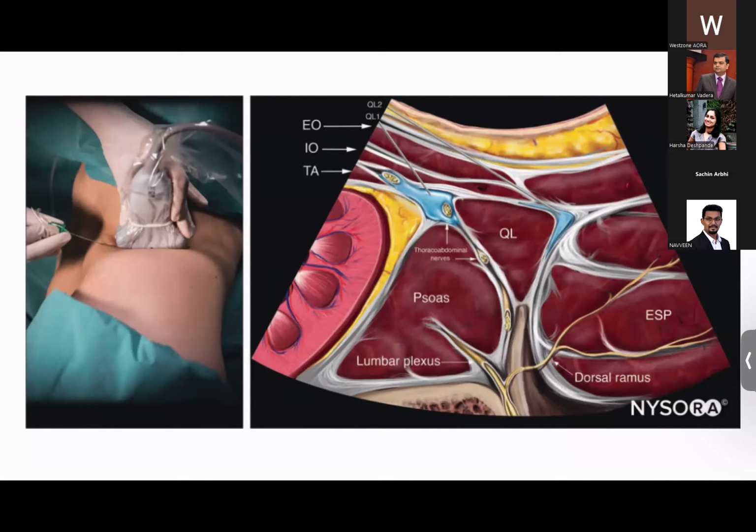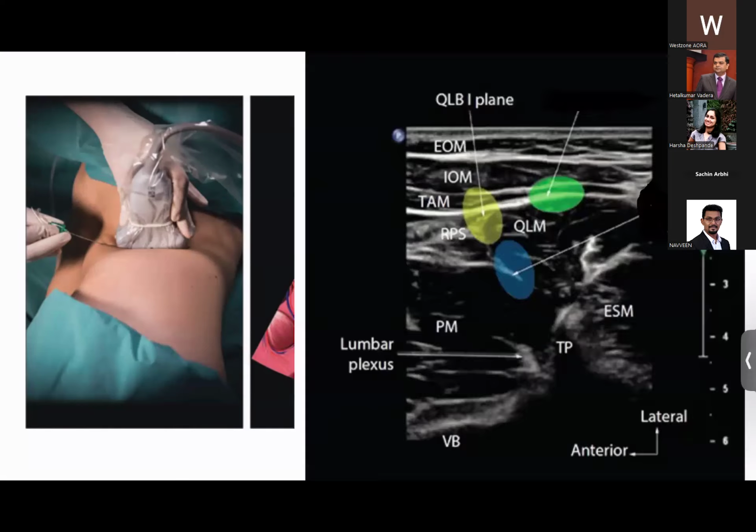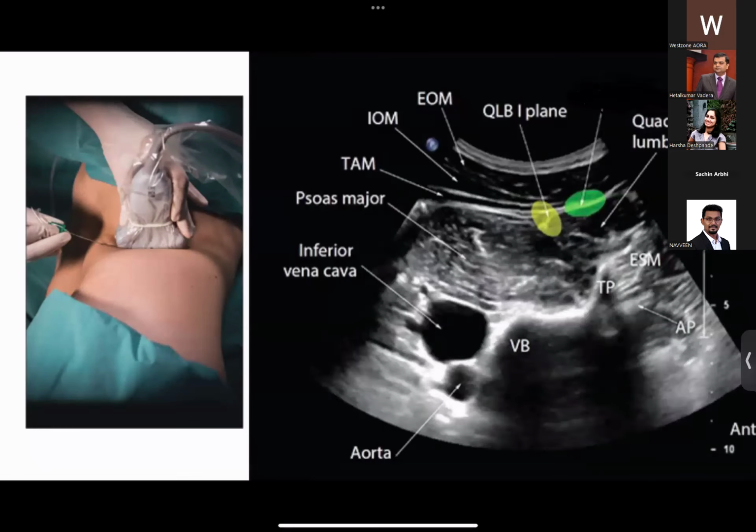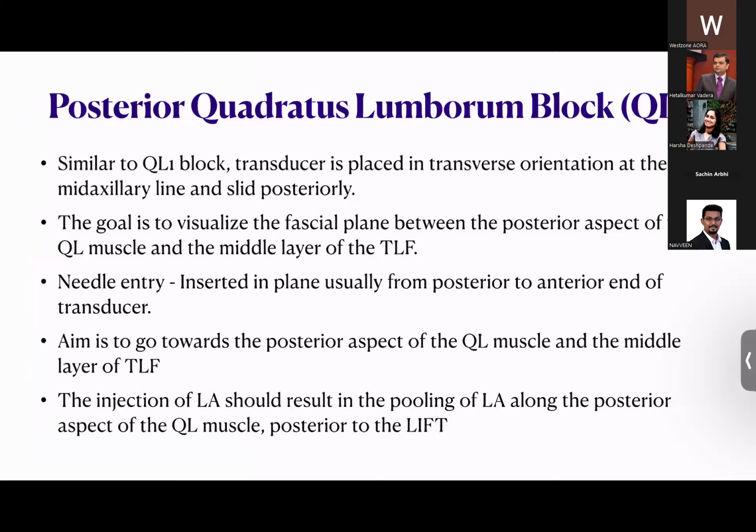The names of the QL blocks are given according to the point of injection after considering the QL muscle boundaries. So for the QL1 block, here we can see it highlighted in yellow. In another ultrasound image, here we can see the quadratus lumborum muscle and the end of the transversus abdominis; at this lateral point, we give the block.